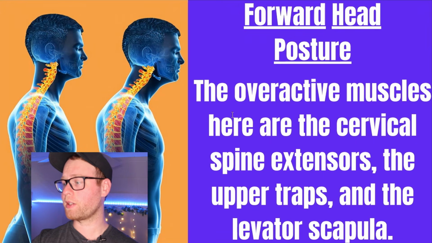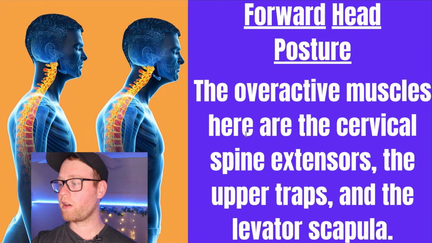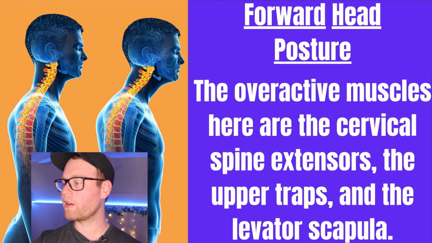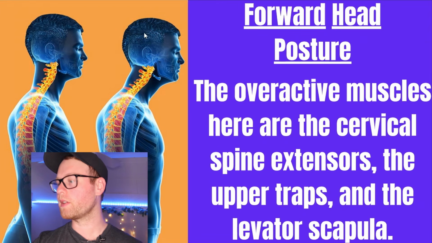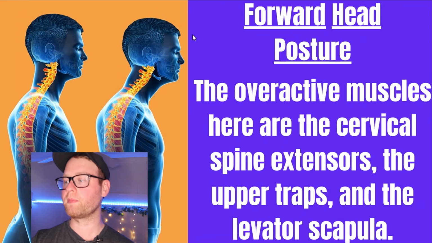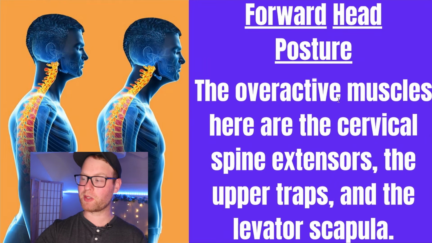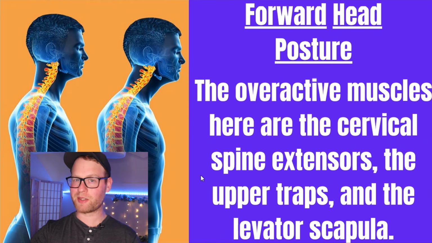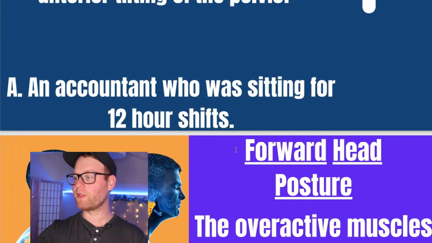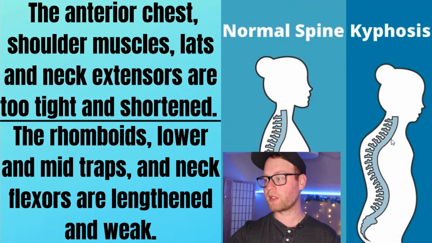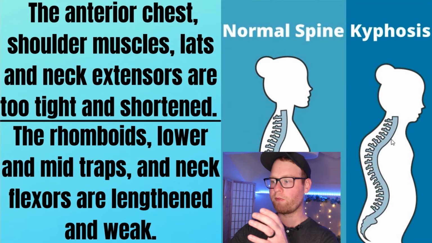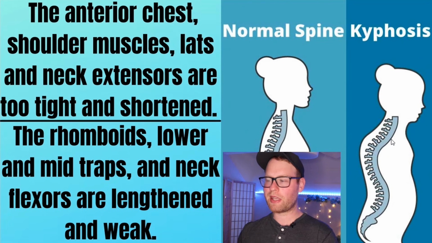There's also forward head posture, and the overactive muscles here are the cervical spine extensors, the upper traps, and the levator scapula. And as you can see, again, this dude's head is just too far forward. So I would actually memorize which muscles are overactive here. Yes, that's right, I did say memorize. And as far as underactive muscles go, if we go back to kyphosis, kyphosis and forward head posture typically happen at the same time, so the underactive muscles are pretty much going to be the same.